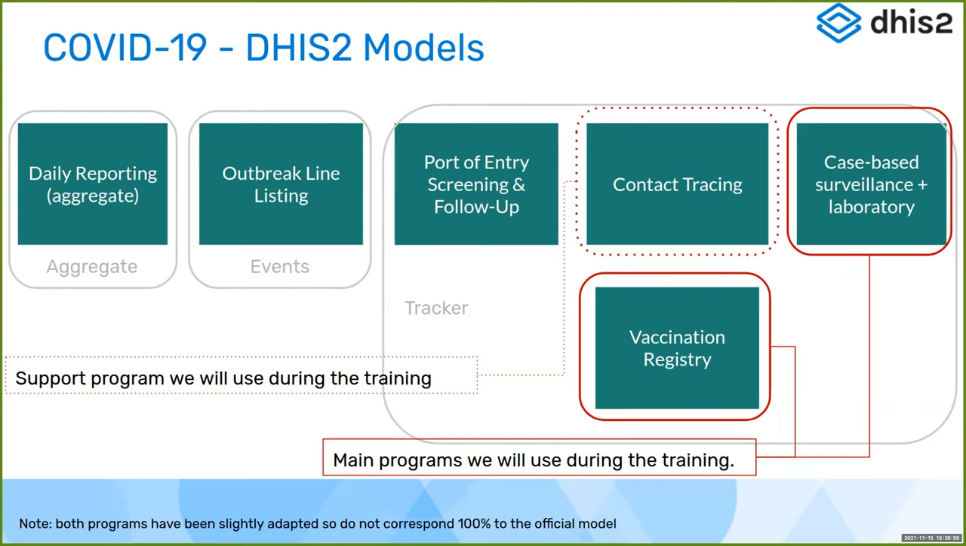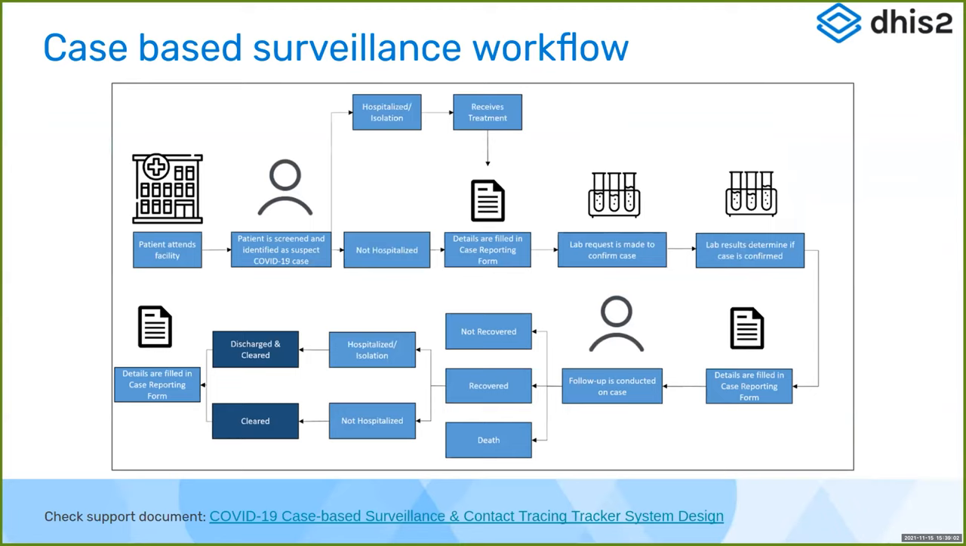So how does it work in case-based surveillance? As I said, for example, for those suspect cases, those that have met the standard case definition, the first thing is that they are screened and identified as a COVID-19 suspect. Depending on the situation of the patient, that person can be hospitalized or isolated, or they might not be hospitalized and are required to stay home. But those that are hospitalized or isolated need medical treatment.